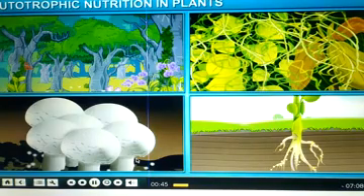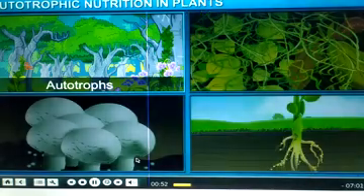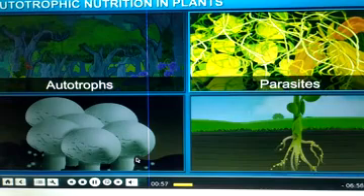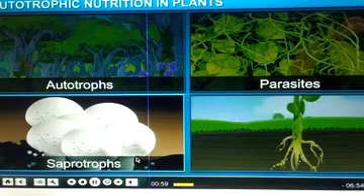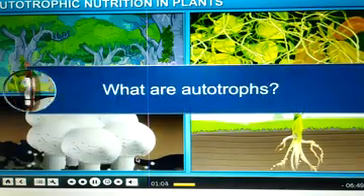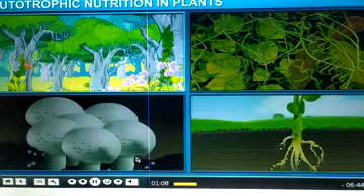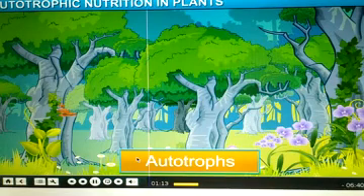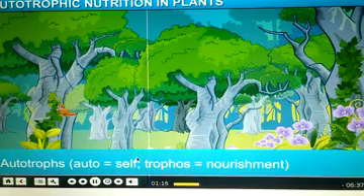The mode of nutrition in plants can be divided into 4 distinct modes, namely autotrophs, heterotrophs, such as parasites, saprotrophs, and symbionts. What are autotrophs? The first mode consists of autotrophs or plants that prepare their own food. Most green plants fall under this group.